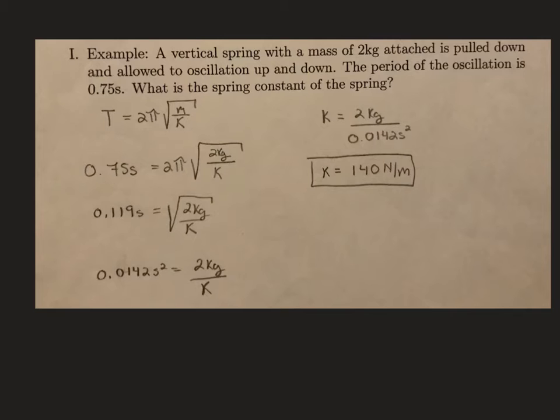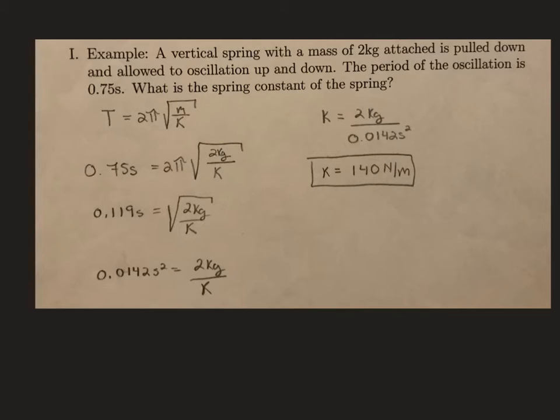lecture. The fact that the period equals 2 pi times the square root of the mass over the spring constant. So I can plug in the period and I can plug in the mass. And now I'm going to solve for the spring constant. So the first thing I've done here is divide by 2 pi.